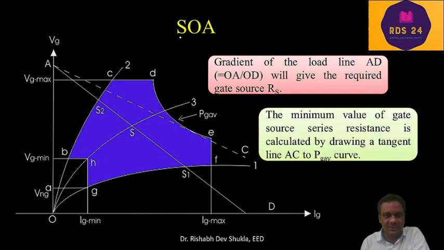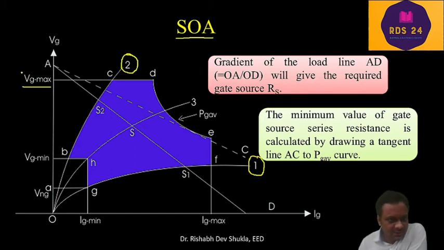The safe operating region, this is our SOA. As you know, our gate characteristics will be scattered between these two curves, curve 1 and curve 2. This is our maximum value of the voltage, this is the minimum value of the voltage. So this is our point B, and this is point C.